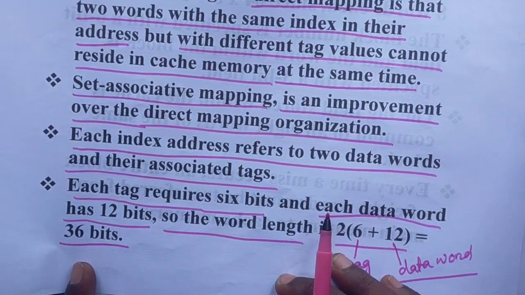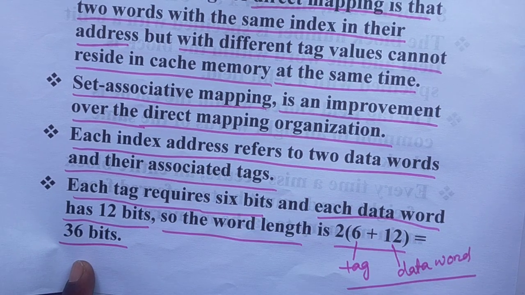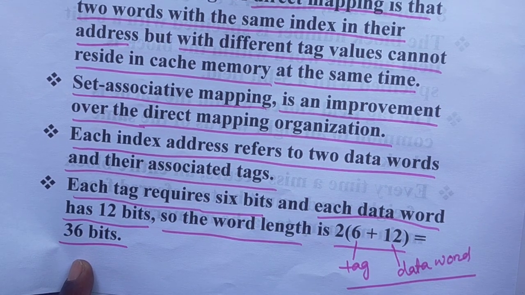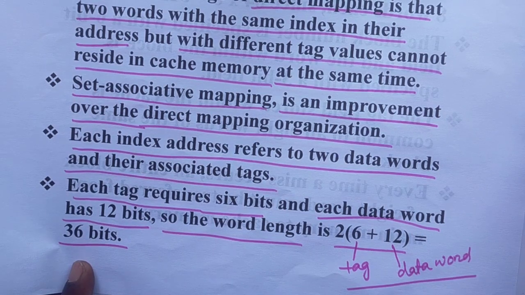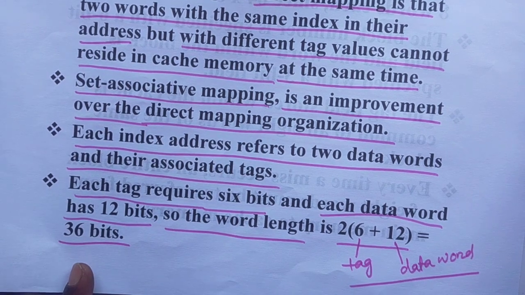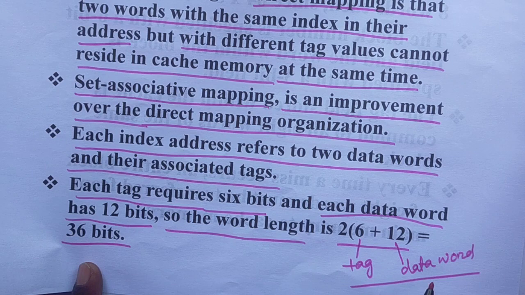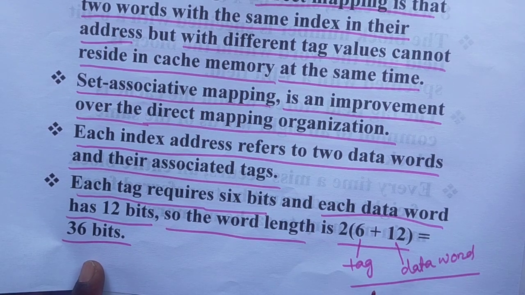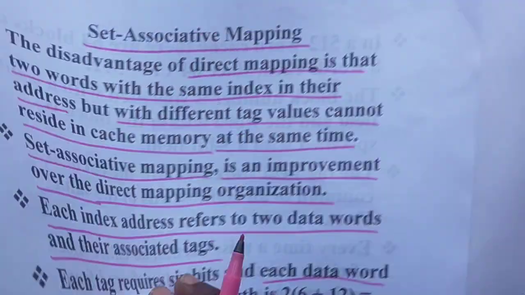Because in direct mapping there is some problem: different tags with the same index create another problem. To avoid that, we consider set associative mapping, where the tag and word length are required. We can also use it directly in this way, but we have to design 2 times with the associated tags for set associative mapping. Now we see how it is defined or designed.